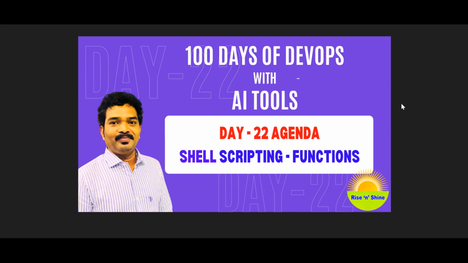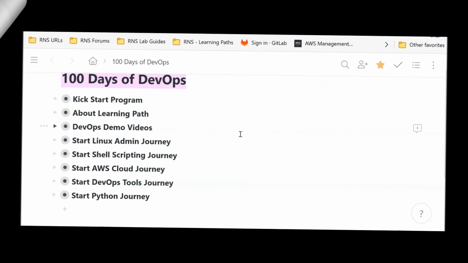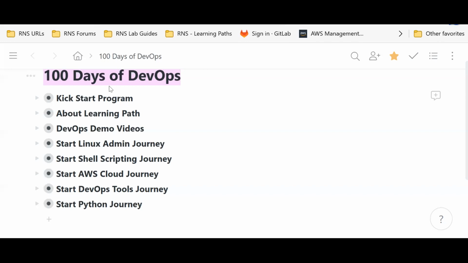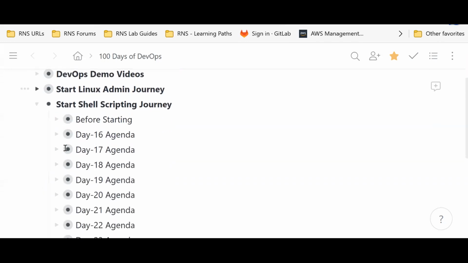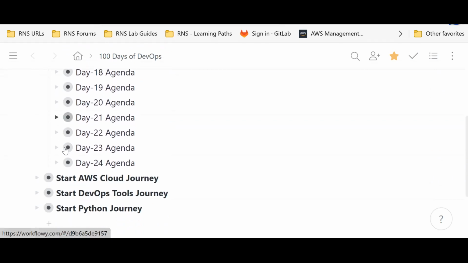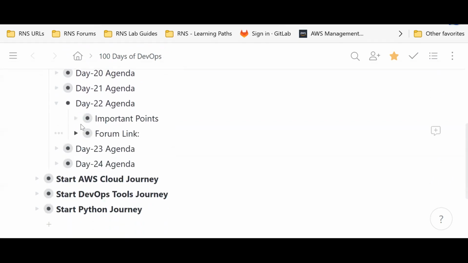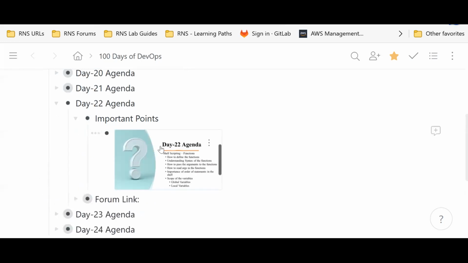Now let's go ahead and understand the Day-22 agenda, which is about shell scripting functions. As we are following this 100 days of DevOps, we are now in the shell scripting journey, on the Day-22 agenda. Let's look at the important points which we need to understand from the functions.